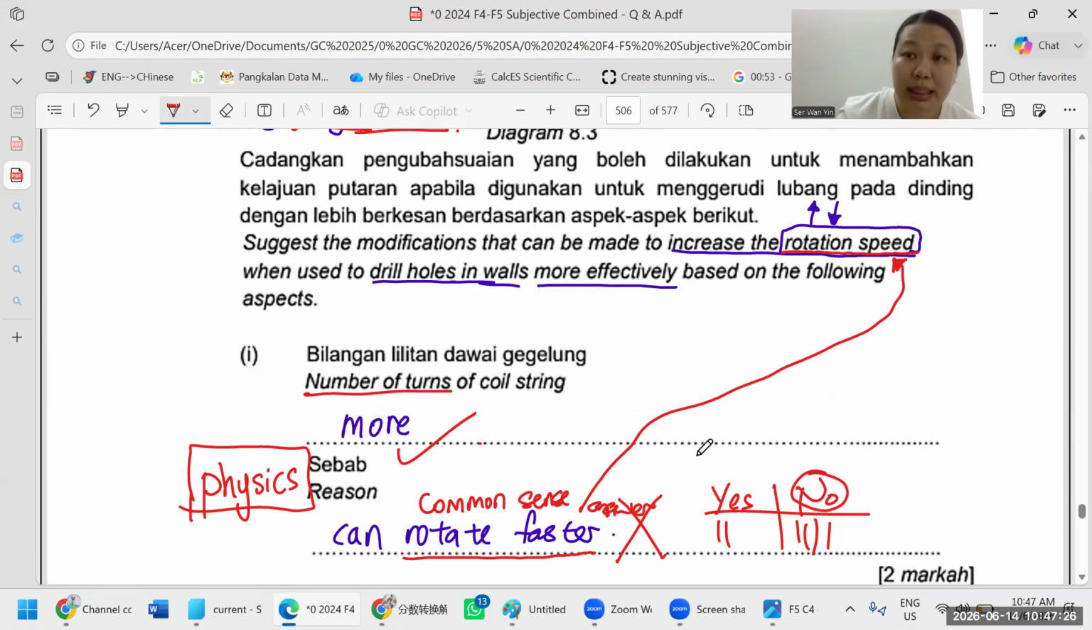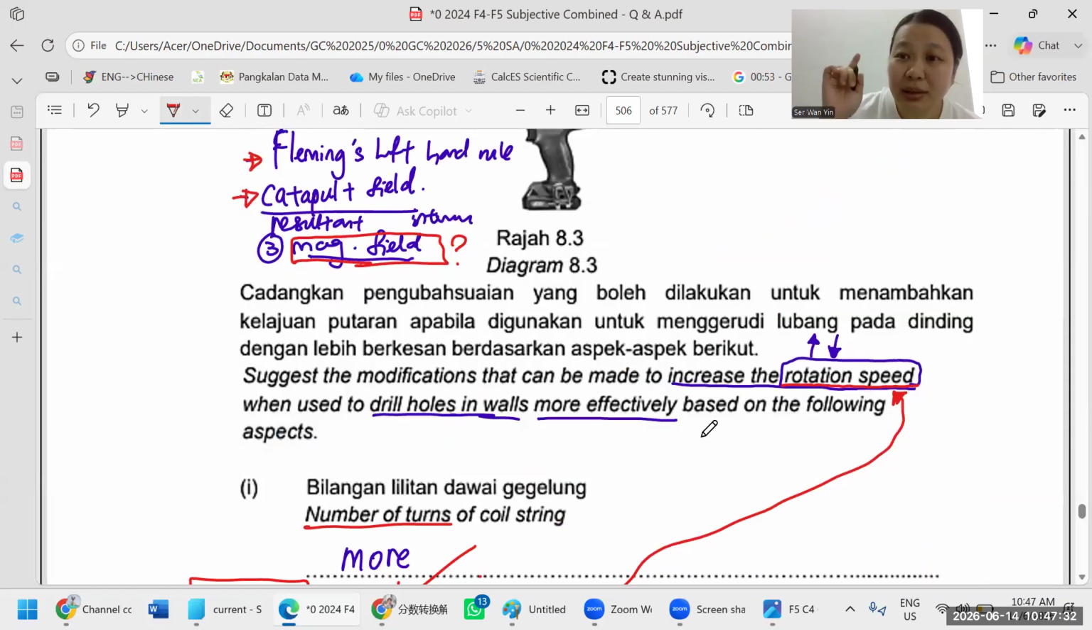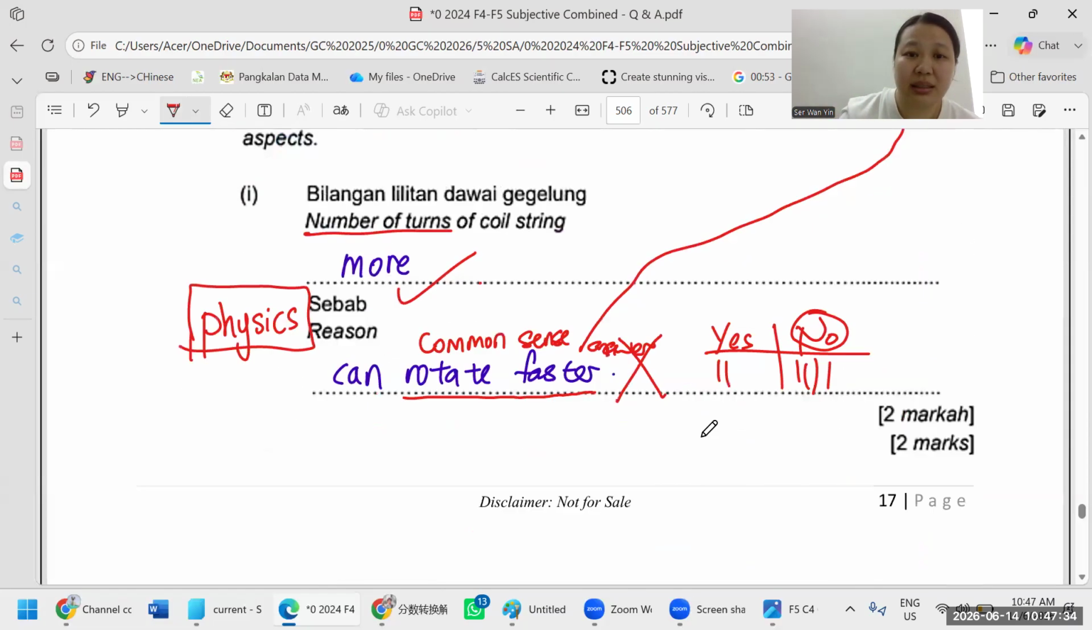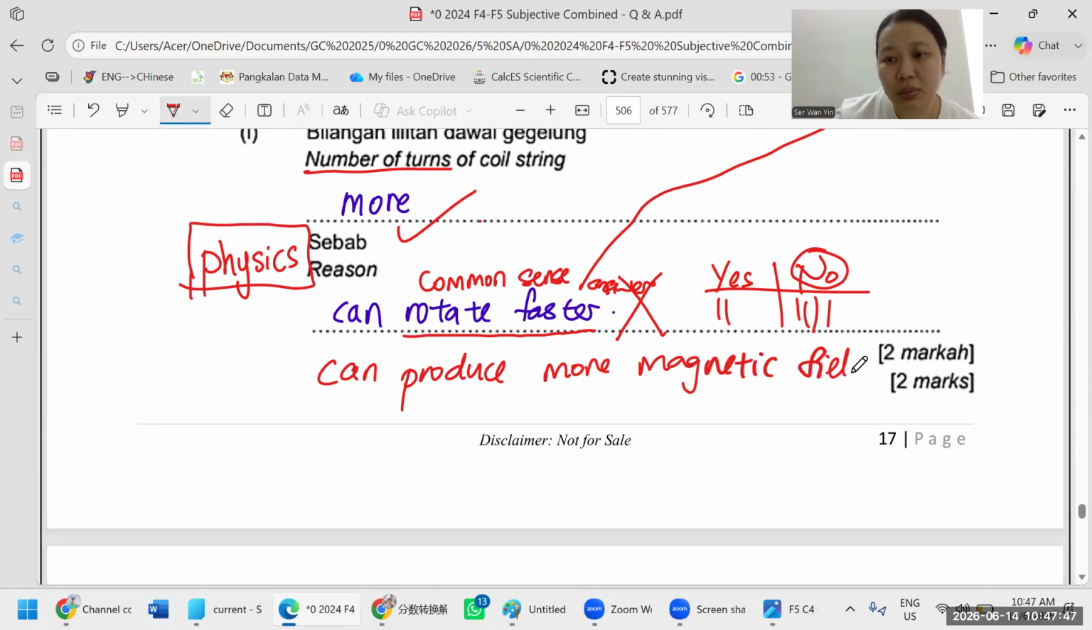This is a common sense answer. Okay? But they want you to tell physics. So more number of turns can actually produce more magnetic field.